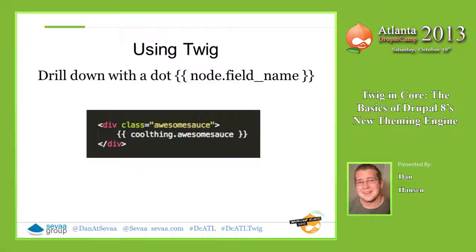Some of the items that you pull through the template, if you're already a Drupaler, you may know have sub-items within them. So if you're pulling an entire node, say, you may just want a field within that node. The way to access that in Twig is to just use a dot. So you drill down into your cool thing and find the value, and you print that out.